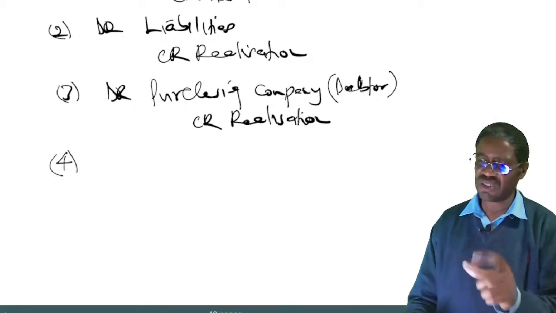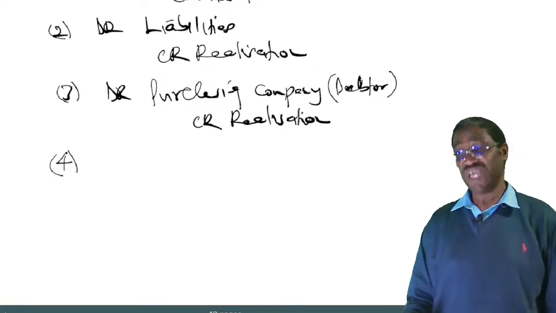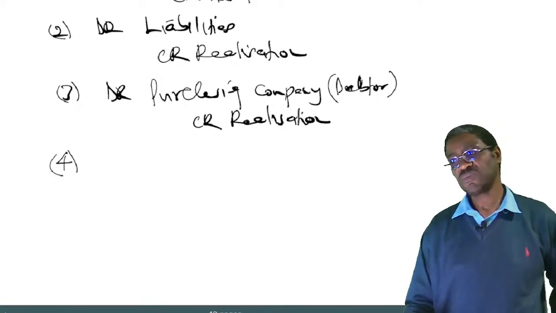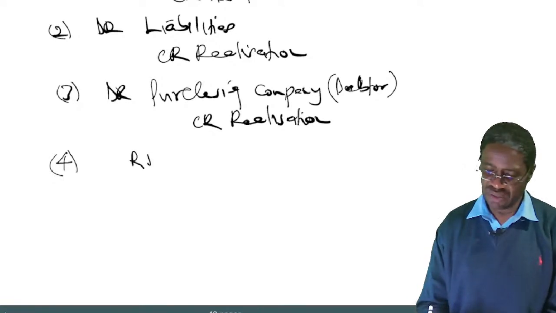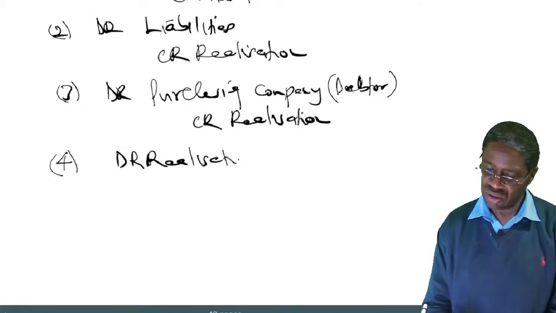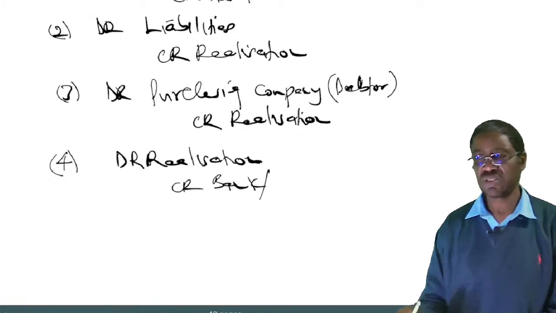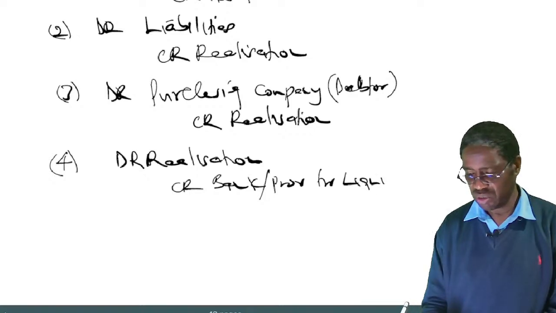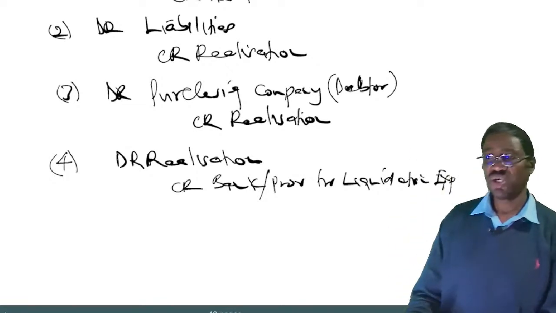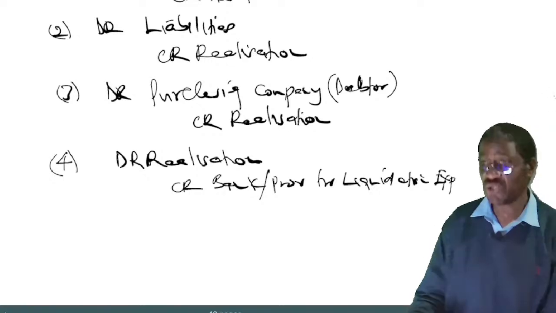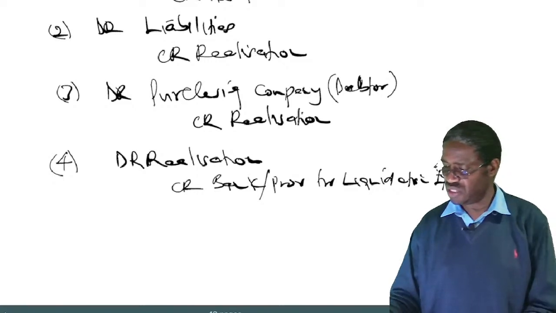with liquidation expenses paid for or incurred, debit realization, credit bank, stroke provision for liquidation expenses. You are debiting realization, you credit bank, or you credit provision for liquidation expenses. That's our entry number four.